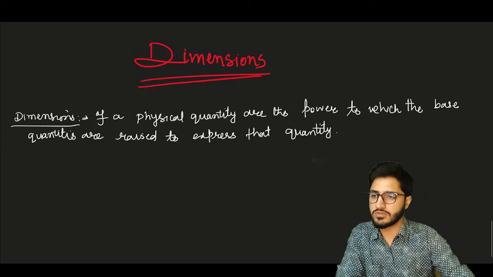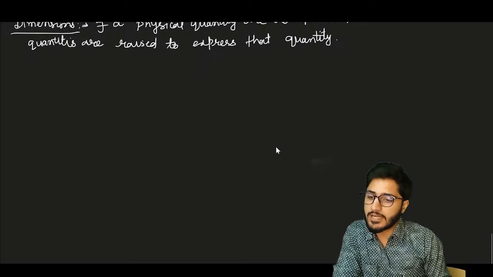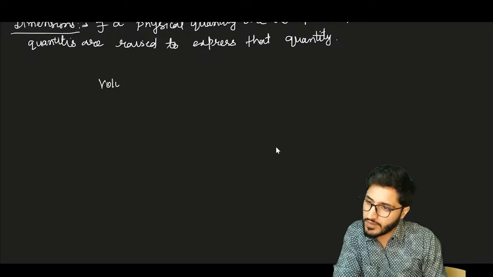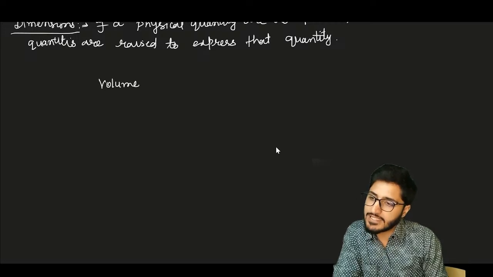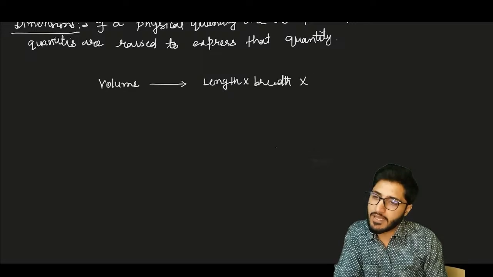Now let us take an example to get the dimensions clear. We know one quantity, that is volume. To describe volume, we need length multiplied by breadth multiplied by height.